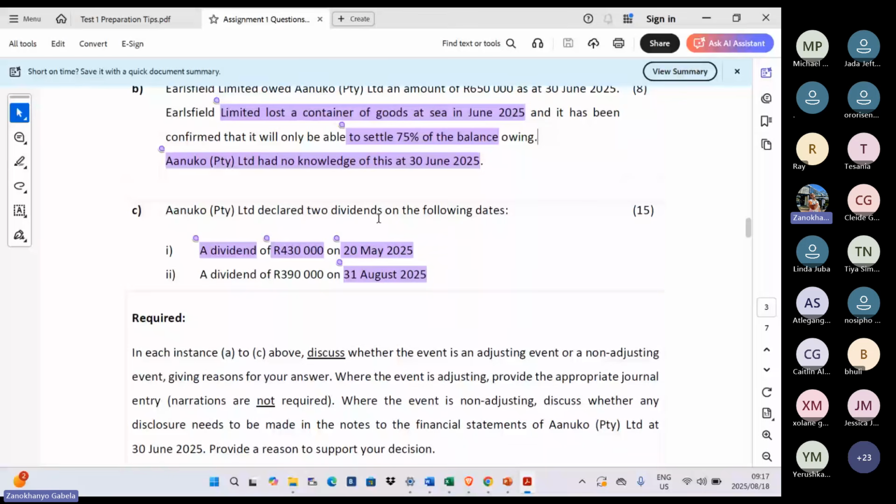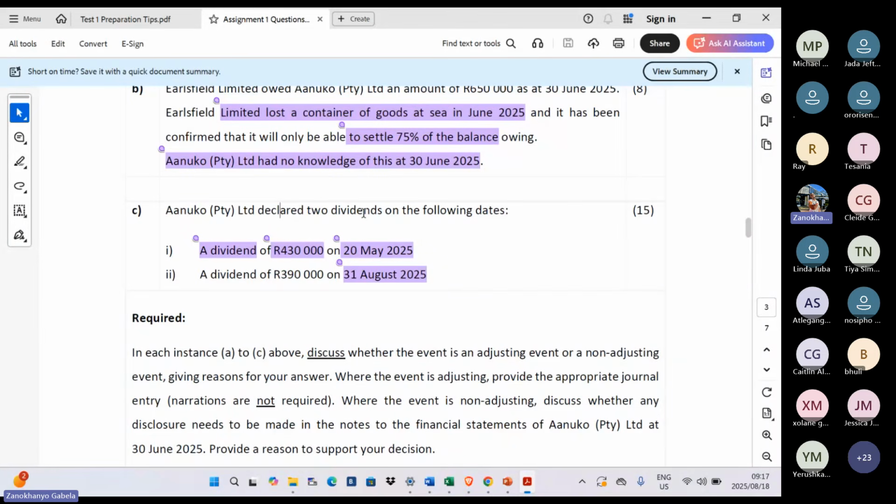So what do we say? An adjusting event. What's the reasoning? Because there is a constructive obligating event. Why? Because of the word declared. What does it suggest? It suggests a present obligation. But wait, what is the past event? The past event is 20 May 2025. Are we expecting the outflow of economic benefits?